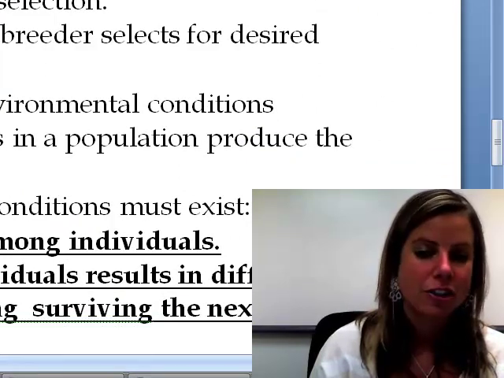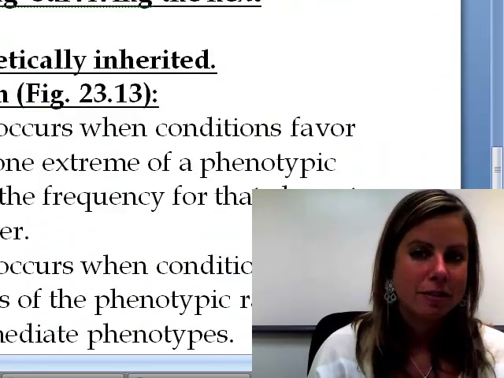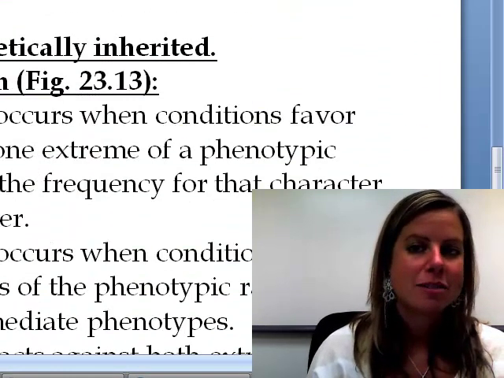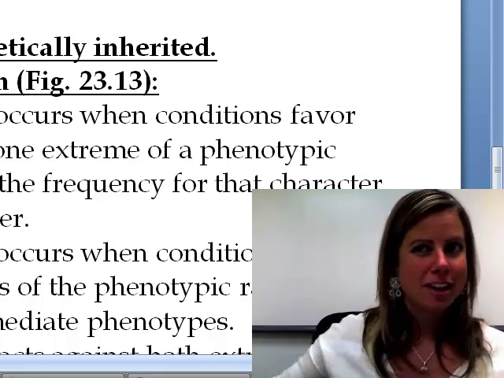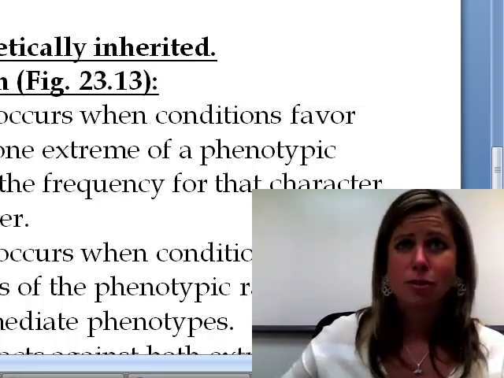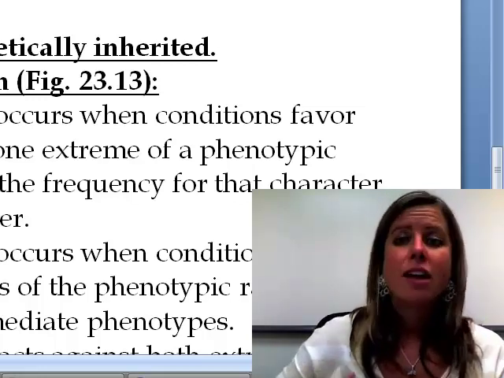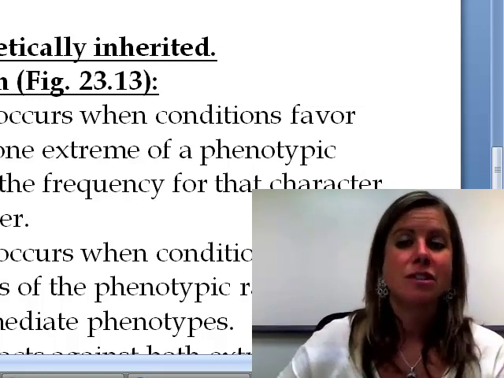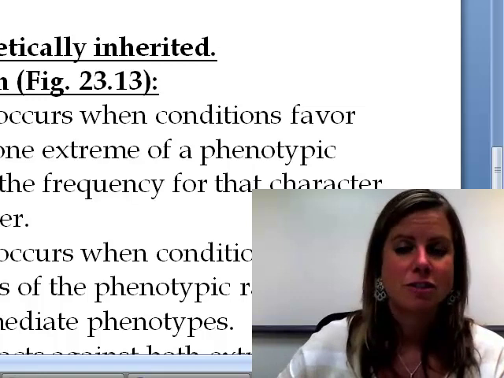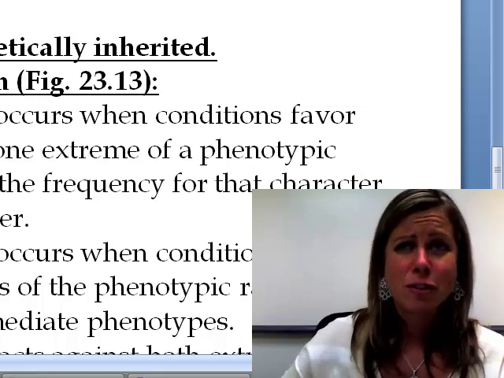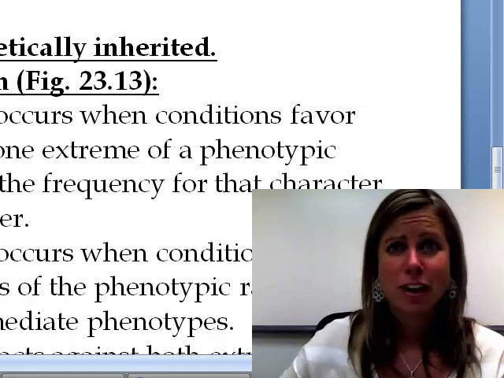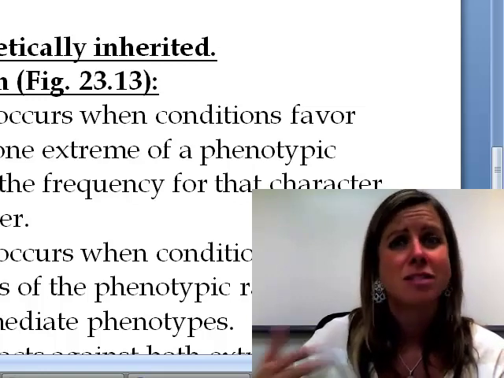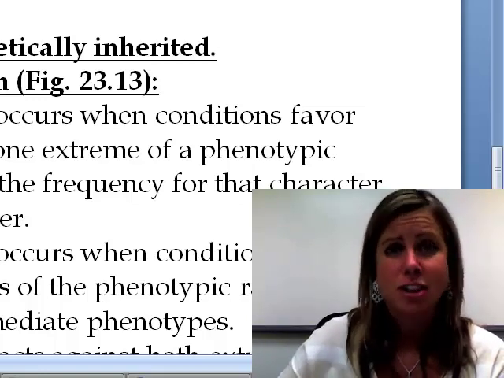Now, as far as selection goes, 3 conditions have to be met. First of all, there has to be variation, right? If everybody's the same, then nobody's going to have any sort of advantage over anybody else. The second part is that that variation has to result in differences in the number of offspring surviving the next generation. So that's great if you guys are all different, but if nobody's surviving any better than anybody else, then it doesn't really matter. So it has to result in some sort of advantage evolutionarily.